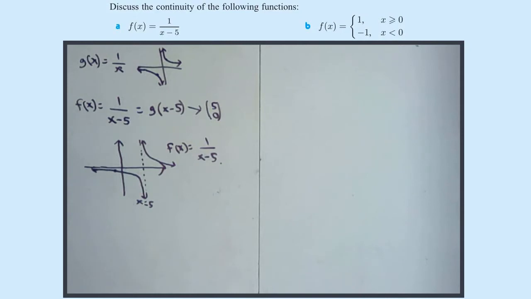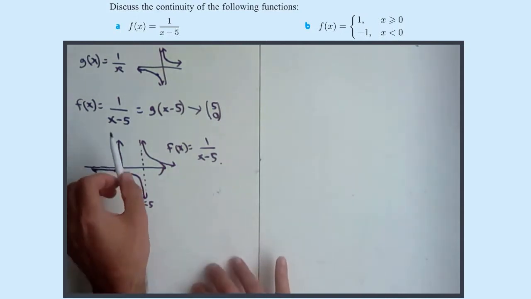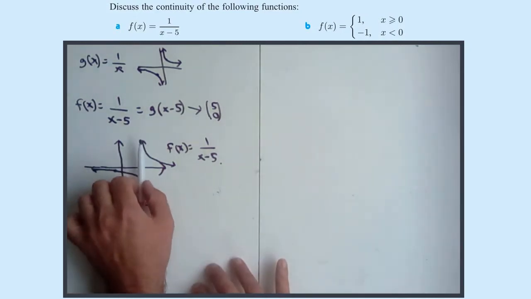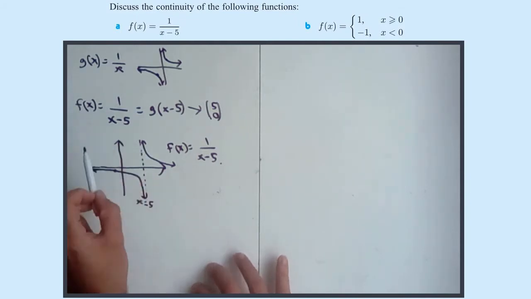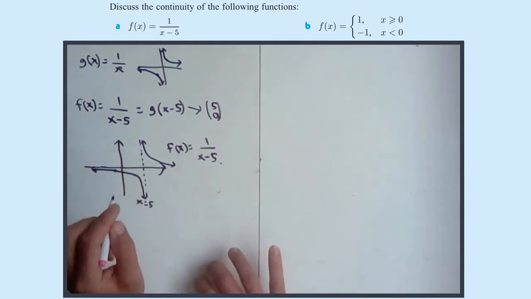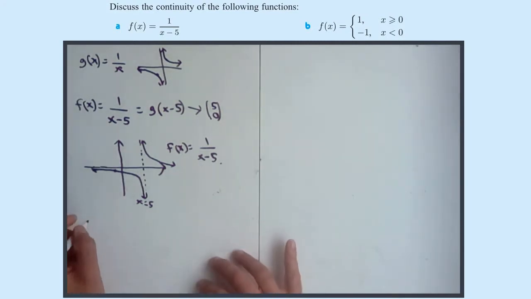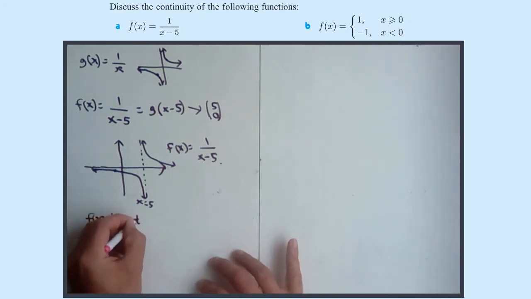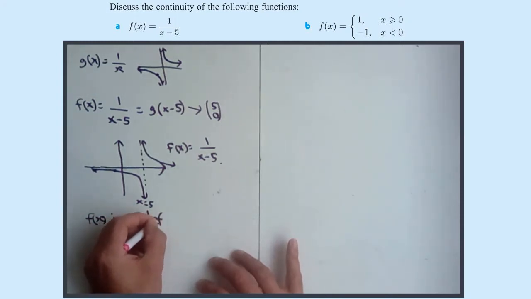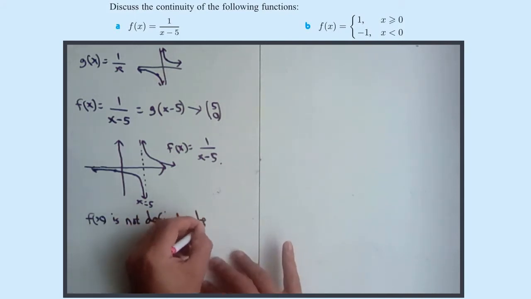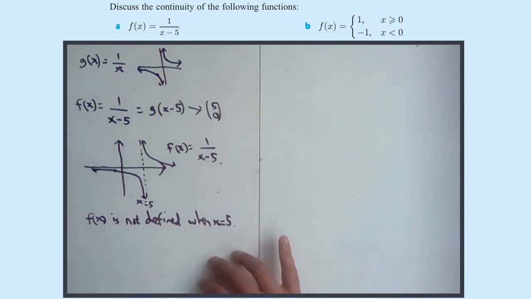And that's the case everywhere, apart from where we've got this problem. We've got this hole in the function, a discontinuity. So this is where x equals 5. Where x equals 5, we have a massive problem with regard to continuity. Firstly, f of x is not defined, or is undefined, when x equals 5. So that's the first problem, which means definitely discontinuous.